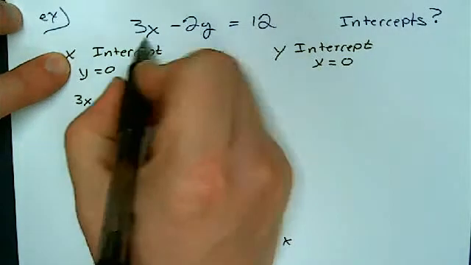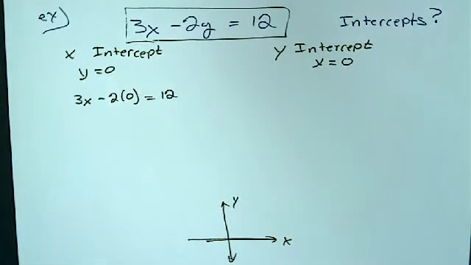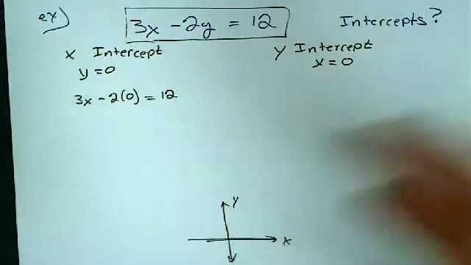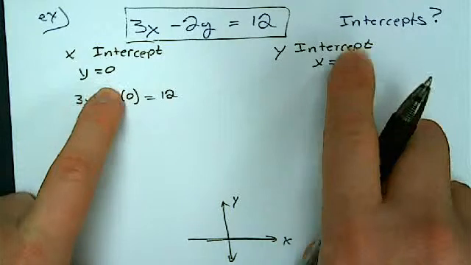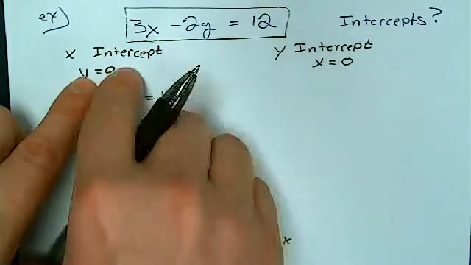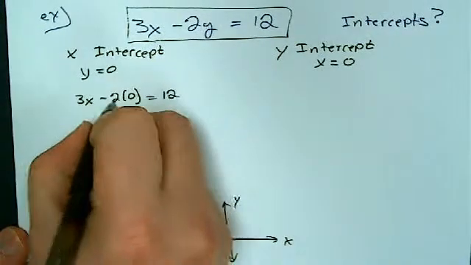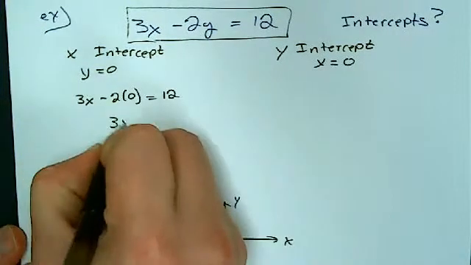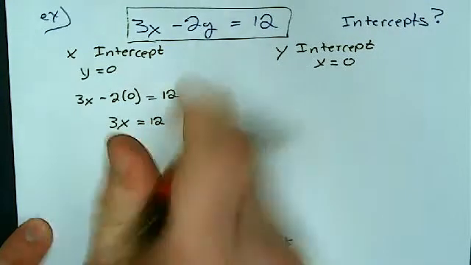All I'll give you is the equation in standard form and say, find the intercepts. So your first job in this process, in this objective, is to remember the intercepts are where one of the two coordinates is 0. And then the next thing we do is we just substitute that in. So there's my 0. Anything times 0 is 0. Anything minus 0 doesn't change it. So I'm left with 3x equals 12. Divide both sides by 3.